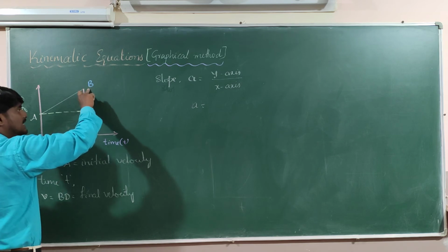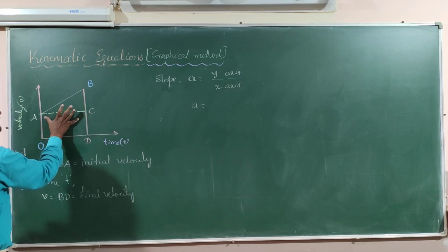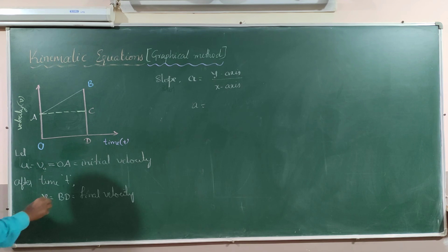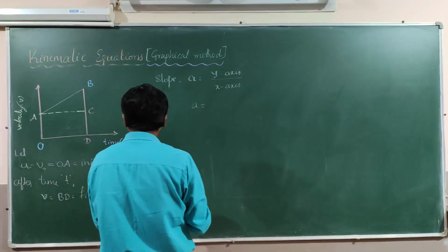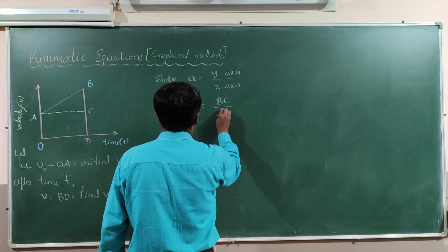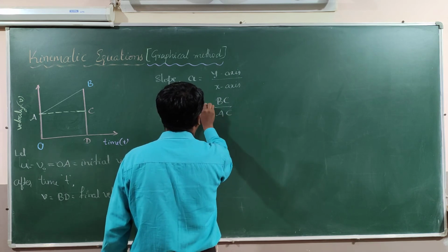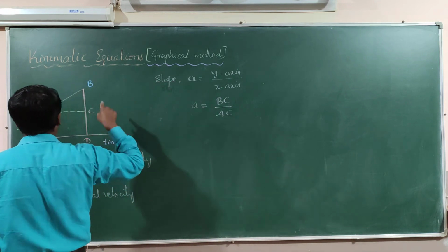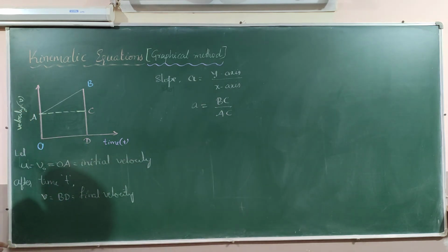BC is the y-axis, AC is the x-axis. So now, in mathematical expression I can write here, BC by AC will give the acceleration when the body moves with the uniform speed or uniform velocity or uniform acceleration.